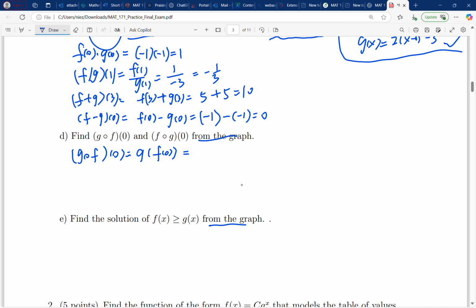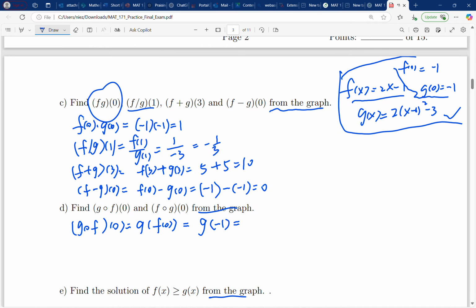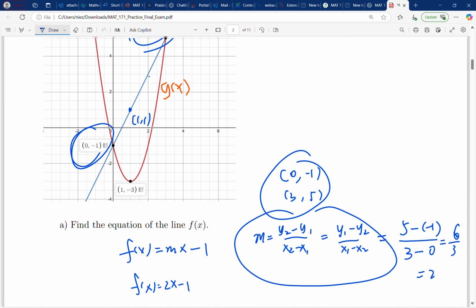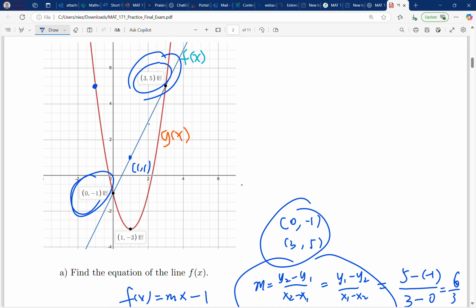So you can find f of 0 first. From the last question, we already know f of 0 is -1. So here it becomes find J of -1. From the graph, you just read it. J of -1 is this point, and J of -1 is 5.